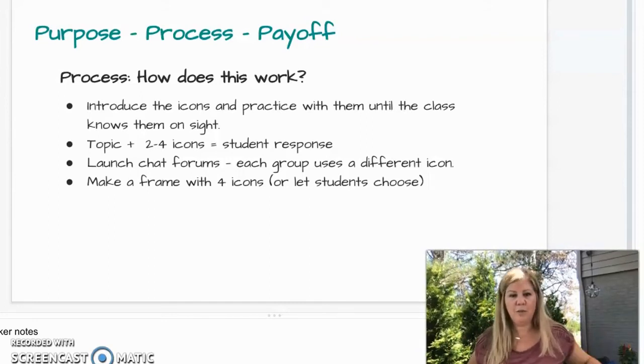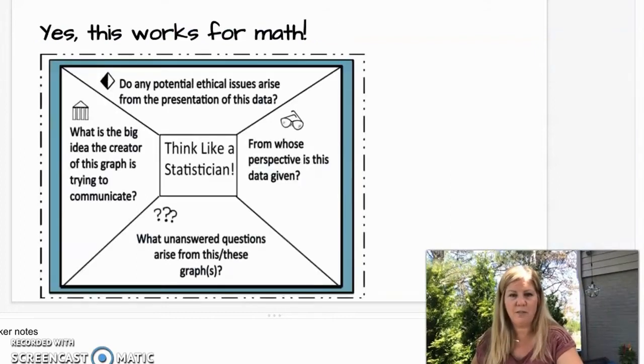Or you can make a frame with the 4 icons. Here's another example of a frame, and yes, this works for math. As a math teacher, I'm always thinking through that lens. There are a lot of tools out there that don't work as well for math, but this one is a great one. I'll just let you take a look at that graphic organizer.